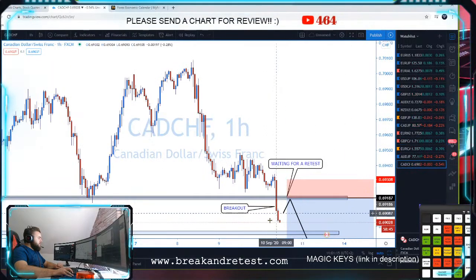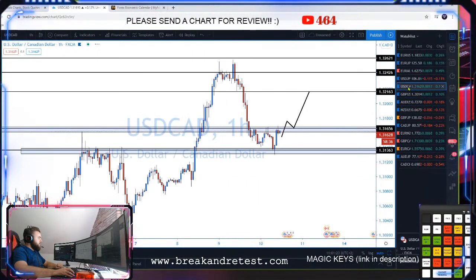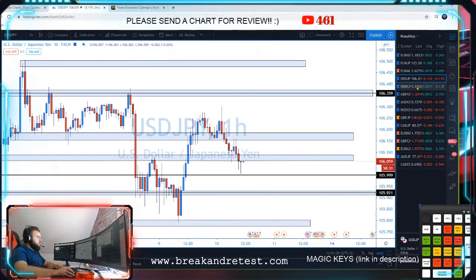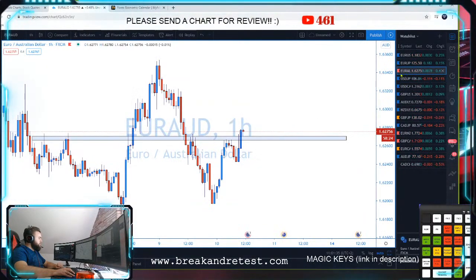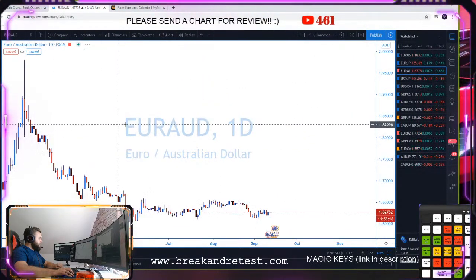CAD CHF didn't come for a retest, went all the way down. No trade there yet. USD CAD closed below. Maybe the next hour it's going to push. We'll see about that. UJ got rejected from the support that we talked about. Only Euro AUD closed above. Looks like a break and retest, but I don't know if we can trust it.